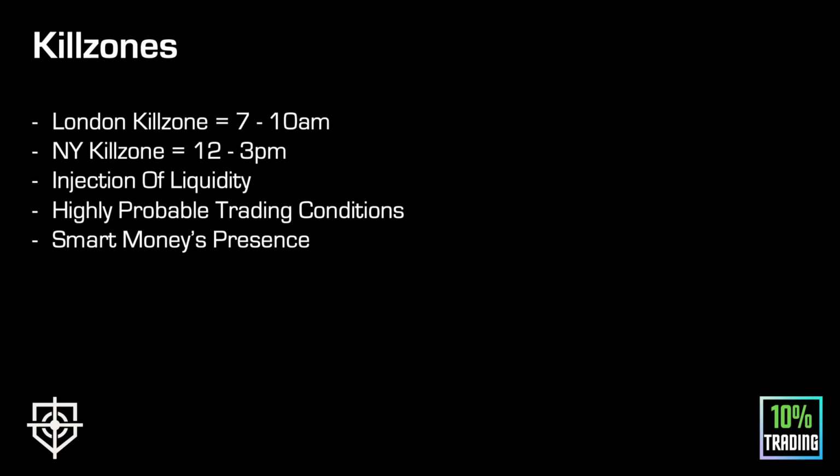Okay, so I'm sure some of you have heard of the kill zones. So what are the kill zones? Let's start with literally the timings, right? I've written here. The London kill zone is 7 to 10 a.m. and the New York kill zone is 12 to 3 p.m. These are the times that I will be trading. I don't trade outside of these hours, right?